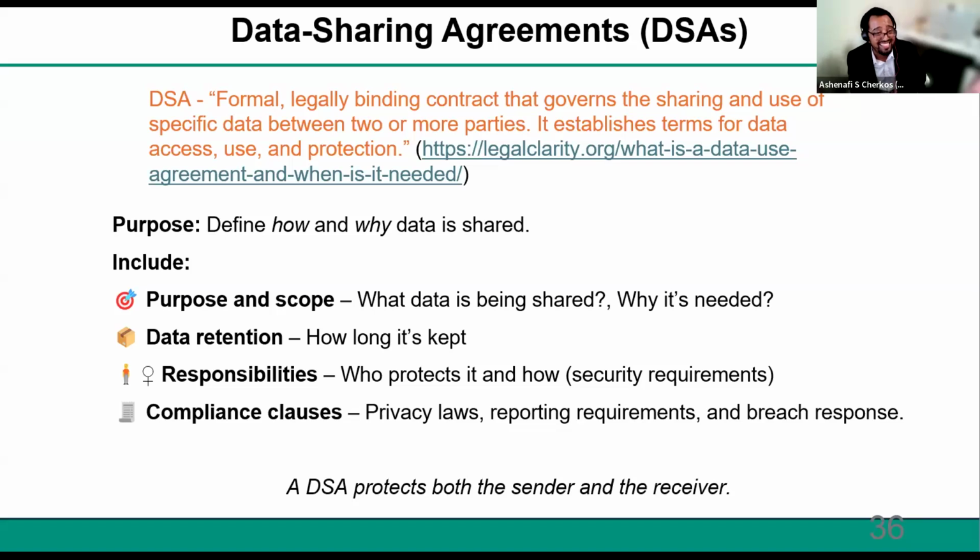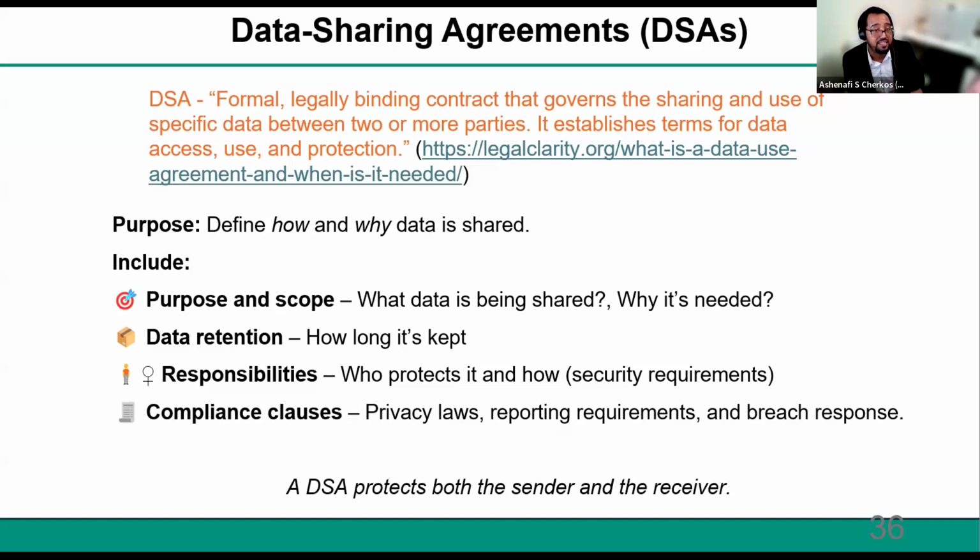It will describe what data is being shared and for what reason. The second is how long the data will be kept, and the destruction policy as well, which we call data retention. We are going to talk about it soon. The third thing it will describe is responsibility: who is responsible for protecting it, and what security standards apply for each data type. The fourth content that we expect from a data sharing agreement is compliance clauses, like which law or policies must be followed and what happens if there is a breach.